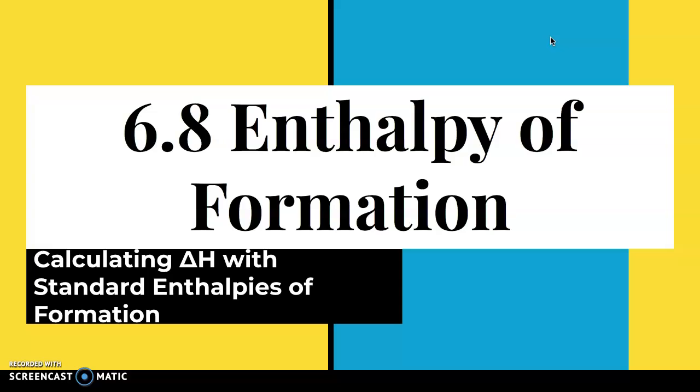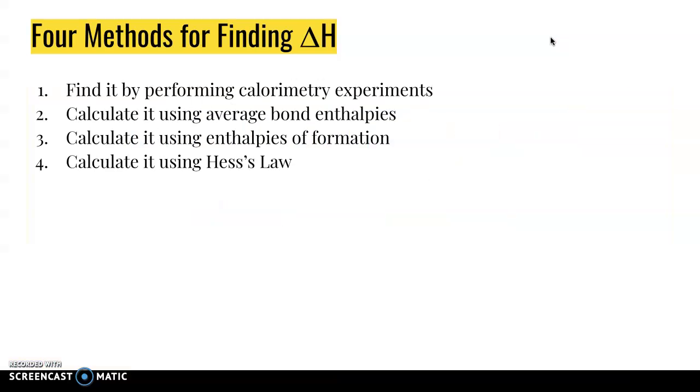So that's why you see all these different types of equations, but these are all methods to determine the same thing, which is the enthalpy of a reaction. So we've looked at finding the enthalpy change of a reaction using calorimetry experiments. We've talked about it using bond enthalpies, and today we're talking about using enthalpies of formation. Later on, we're going to be talking about Hess's law, which is another method.